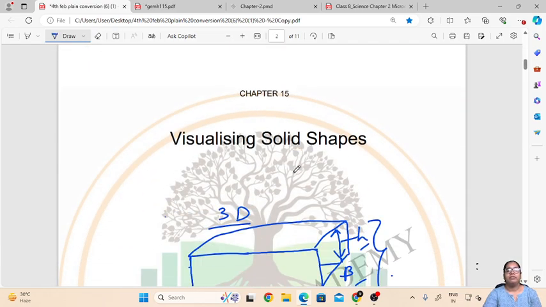So in today's video we have learned about nets, how to represent 3D shapes using nets, and how these nets on folding will give you a 3D shape. And we have also seen how to identify the nets of different 3D shapes.